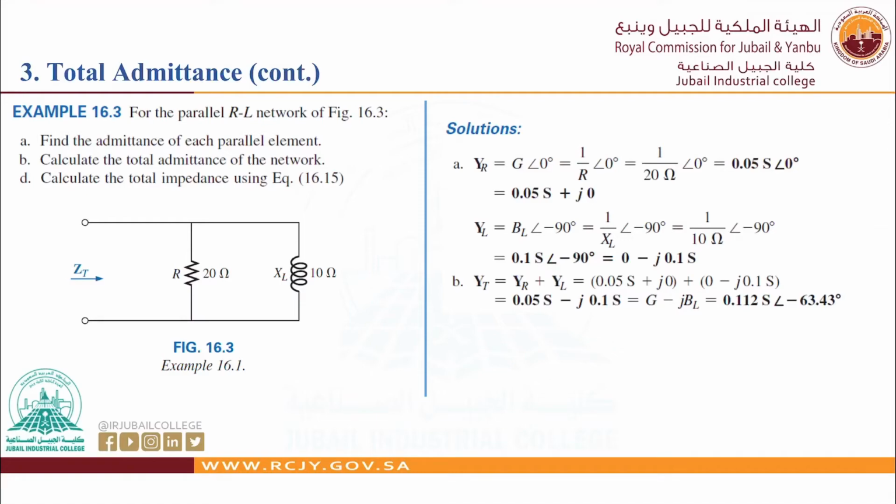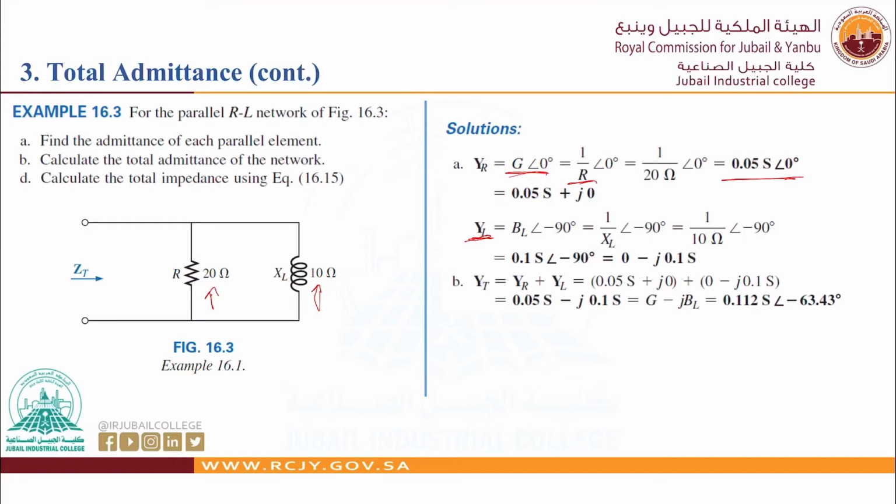So I have the same as the figure before, which is R equal to 20 ohm and XL is 10 ohm. Same example number 1 يا شباب. The solution is YR is equal to G with angle 0, right? So G is 1 over R, so 1 over 20, which is equal to 0.05 S, Siemens, with angle 0. For the inductor, it's just BL with minus 90.